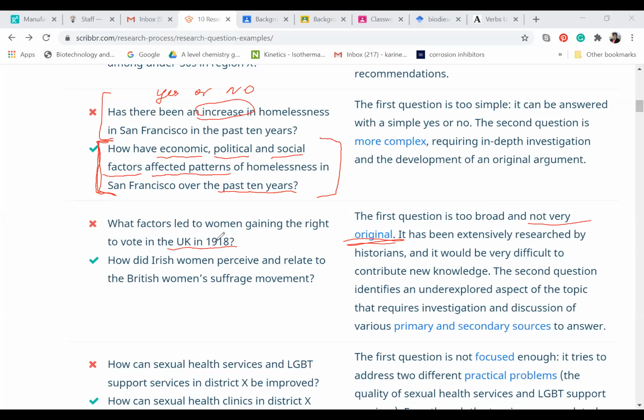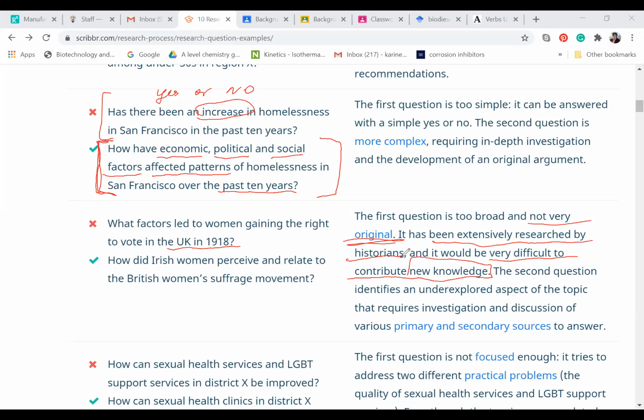You can look at 1918, there was a war, there was a lot of females who had to work, and they were involved in economy. There is a rise of feminism. There is some other factors. Now, it has been extensively researched by historians, and it will be very difficult to contribute new knowledge. Now, when you do research, you have to contribute new knowledge. If what you are doing is done already, you shouldn't go for it.